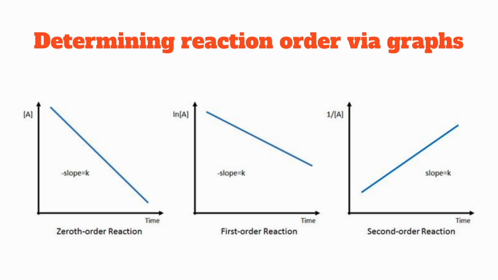When the graph of the concentration of A is linear, the reaction is zero order. When the graph of the natural log of the concentration of A is linear, then it's a first order reaction. And when the graph of 1 over the concentration of A is linear, it's a second order reaction.